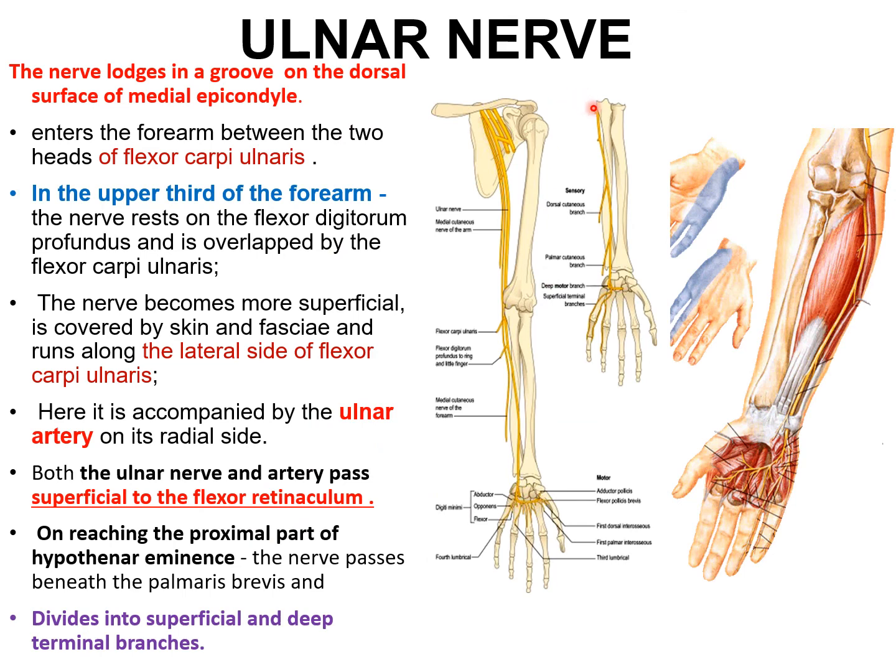Now talking about the ulnar nerve, it is a continuation of the medial cord of brachial plexus. After its formation, the nerve passes downwards along the medial side of third part of axillary artery. The ulnar nerve accompanies the medial side of brachial artery in the proximal half of arm.